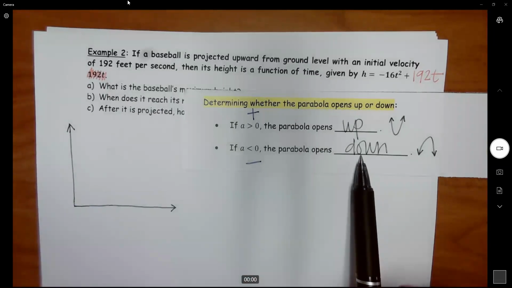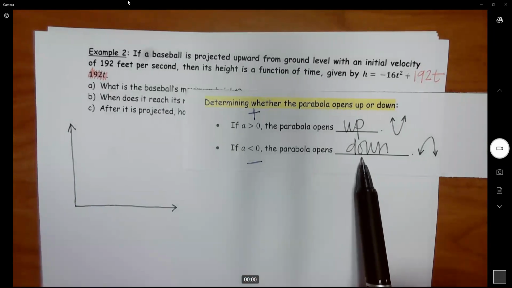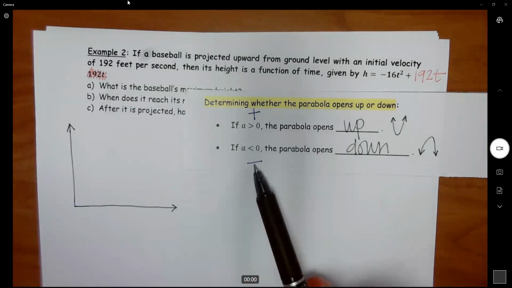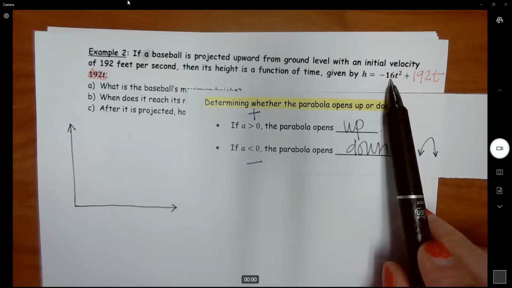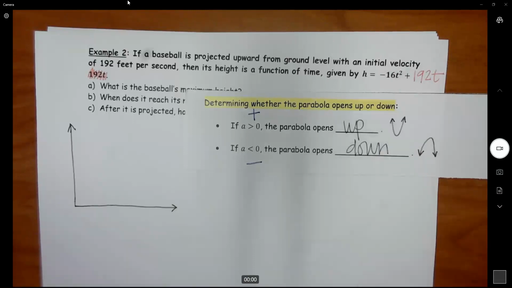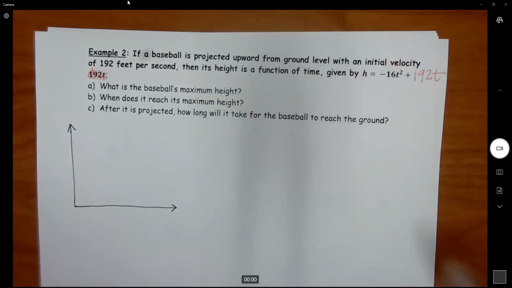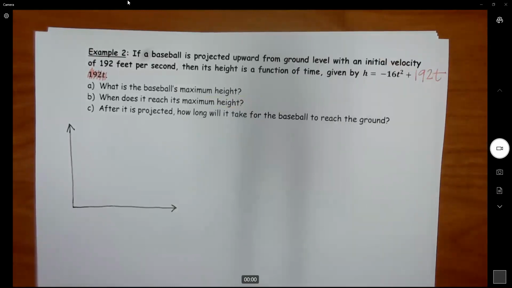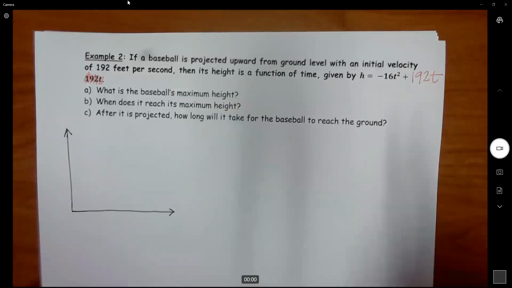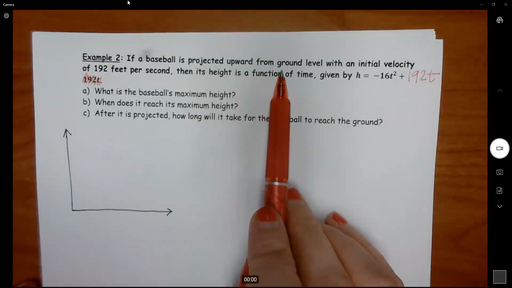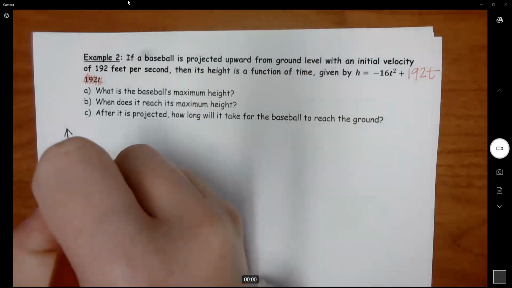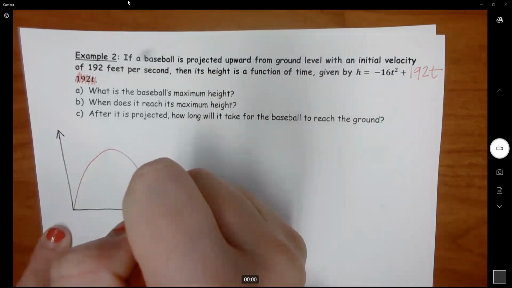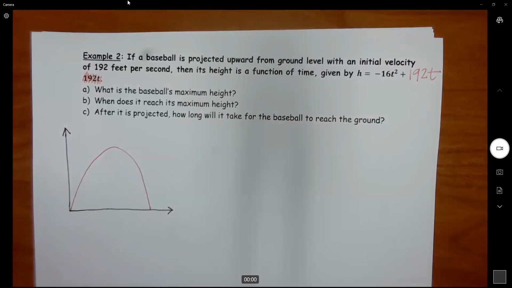Hopefully you said that it opens down because my a is less than 0, or it's negative. I got a negative 16t squared right out front. So I know that this is going to open down. And if I make a rough sketch, we are projecting a baseball upward from ground level. So right here from ground level, this baseball is going up and then it's going to come back down. That's the trajectory of my baseball.